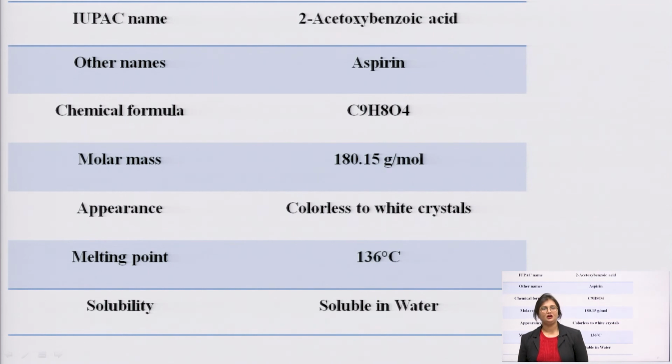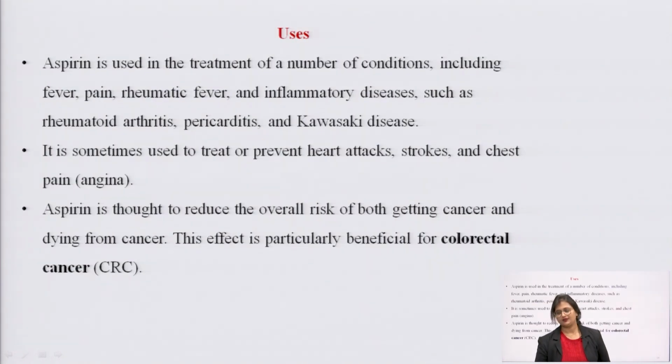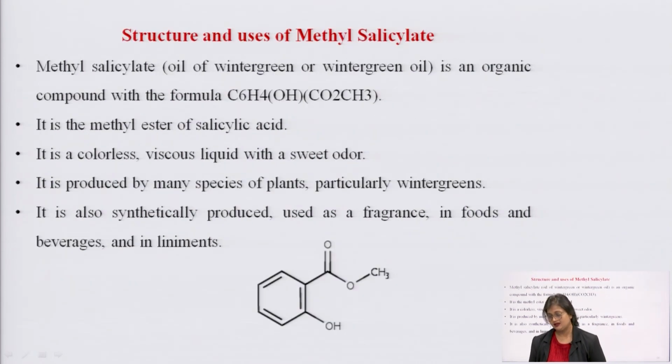It has a chemical formula of C9H8O4, a molar mass of 180.15 gram per mole. It is a colorless white crystal having a melting point of 136 degrees Celsius. It is soluble in water. Uses of aspirin include, it is used in the treatment of a number of conditions including fever, pain, rheumatic fever and inflammatory diseases. It is sometimes used to treat or prevent heart attacks, strokes and chest pain. Aspirin is thought to reduce the overall risk of getting cancer as well.